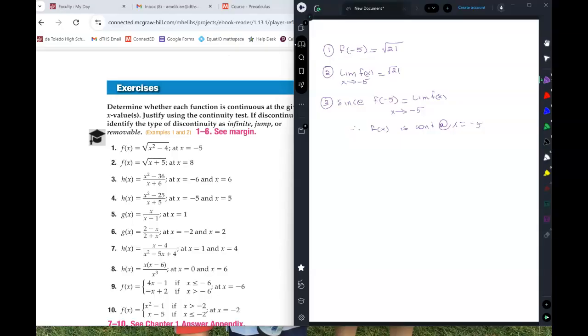Because that was a piecewise function. This is not a piecewise function. So we just visually inspected it. So that's how you have to do it for all of these, right? That's what you have to do for all of these.